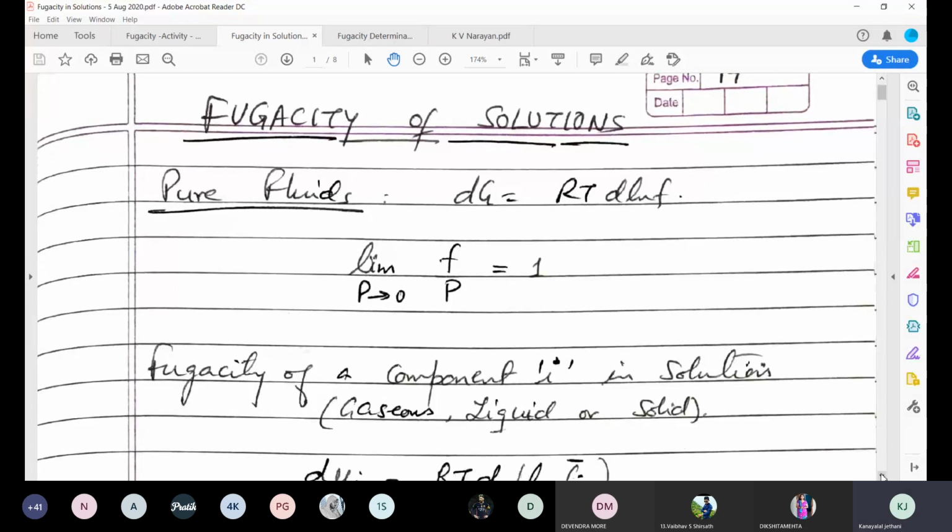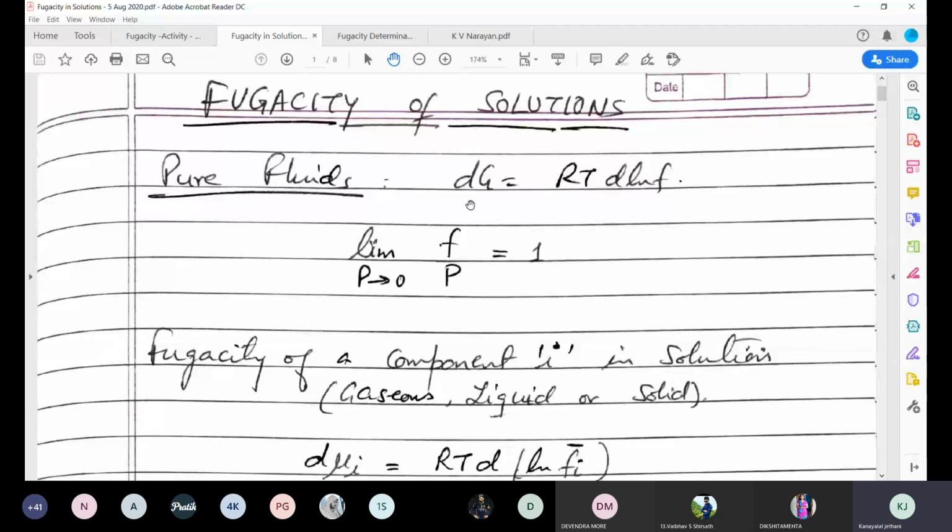Okay, so far we considered only pure components. जो हमने देखा था, gases का भी pure component देखा था, liquids का भी pure component देखा. Now let us look at solutions. There's nothing about pure components, right? We have to deal with solutions all throughout in chemical engineering, right?